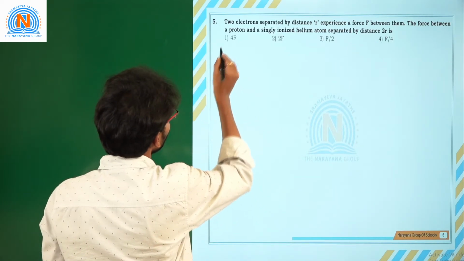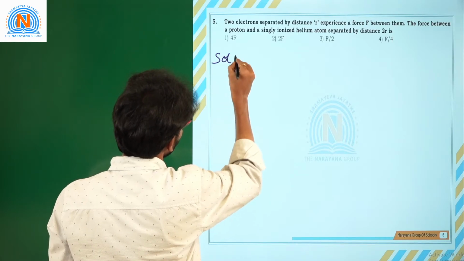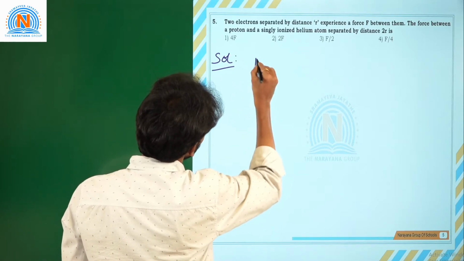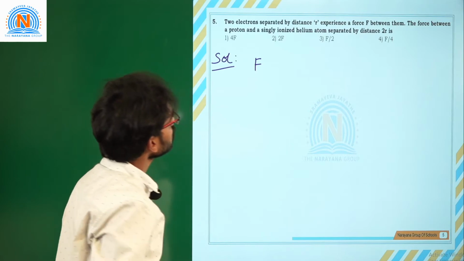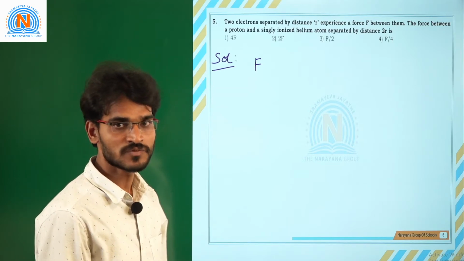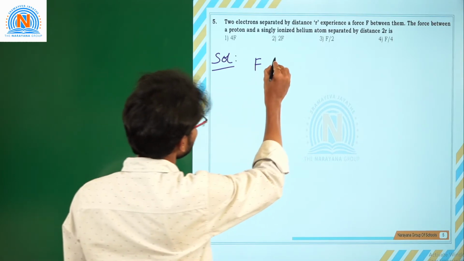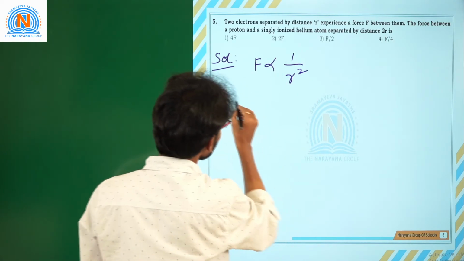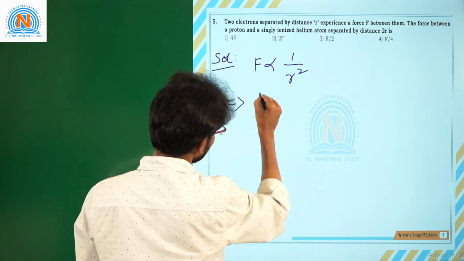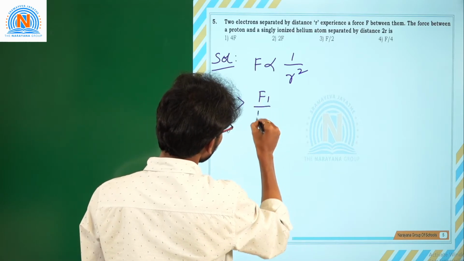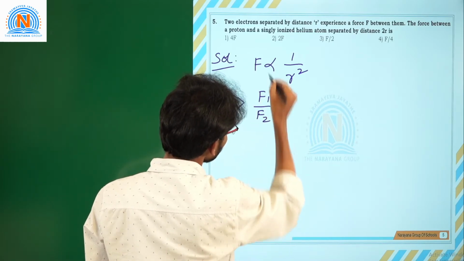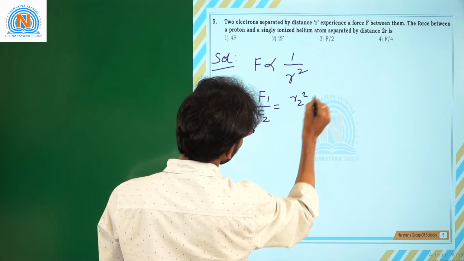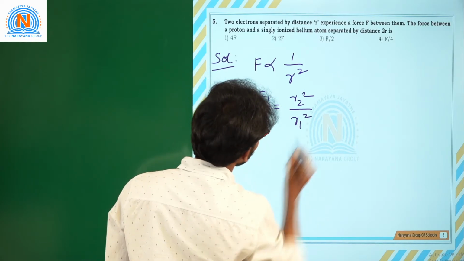So here two conditions are given, and we are going to apply both. All the charges are the same, so the force is directly proportional to 1 by r square. How many forces are there? Two forces. That's why I write F1 by F2 is equal to, from this equation, R2 square by R1 square.